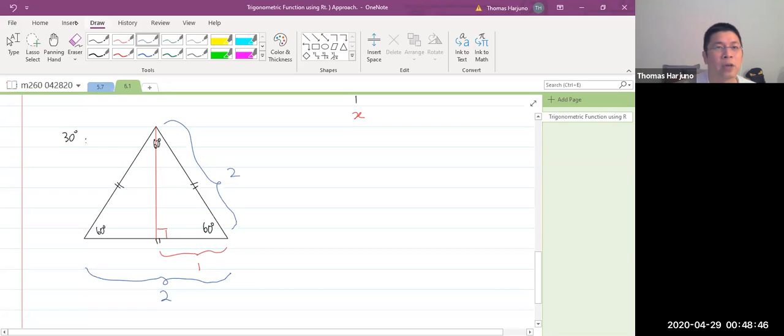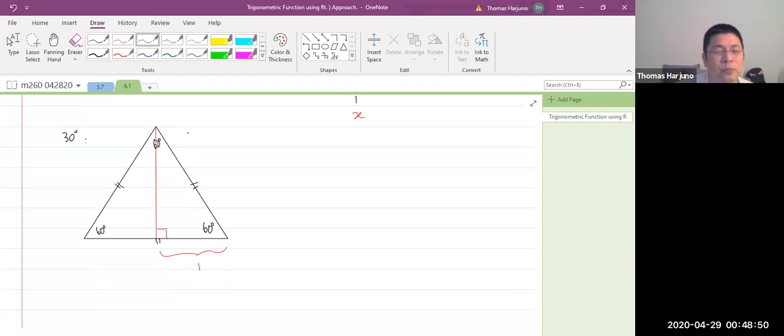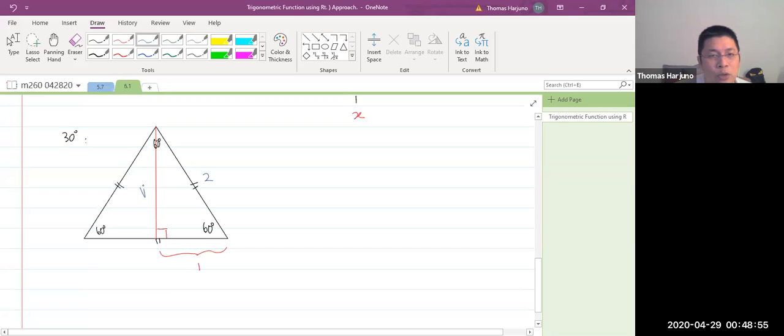Now, let me not write too much. Let me just say this is 2. And by Pythagorean theorem, this will be square root of 3. Let me get the triangle out.